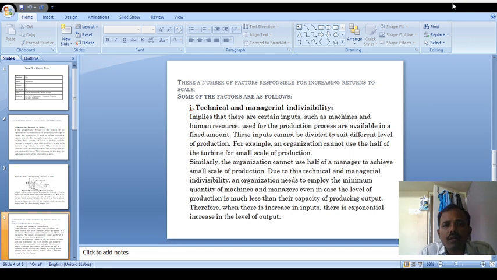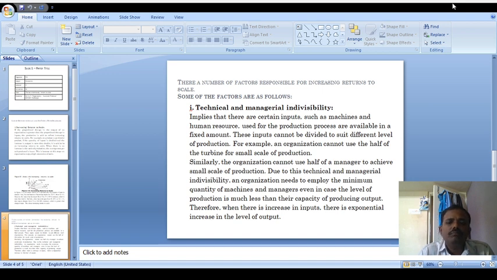There are a number of factors responsible for increasing returns to scale. Some of the important factors: first, technical and managerial indivisibility. This implies that certain inputs such as machines and human resources used for the production process are available in a fixed amount. These inputs cannot be divided to suit different levels of production. For example, an organization cannot use half of a turbine for small scale production.